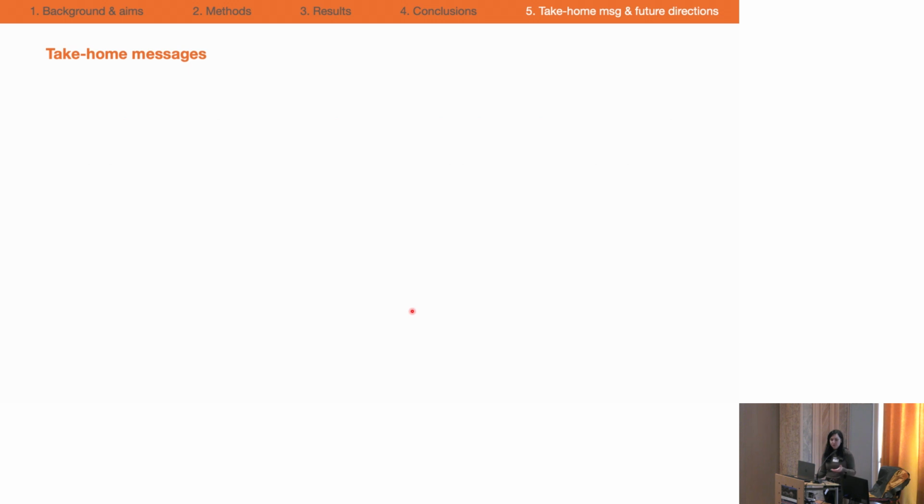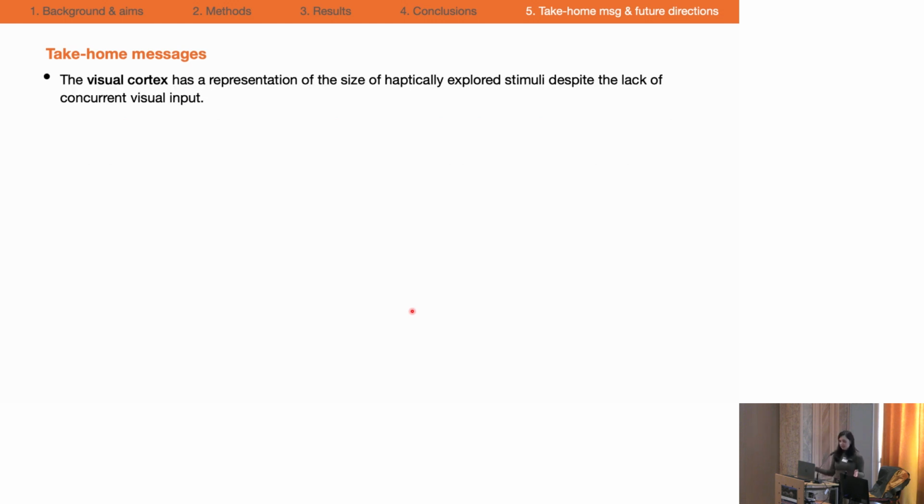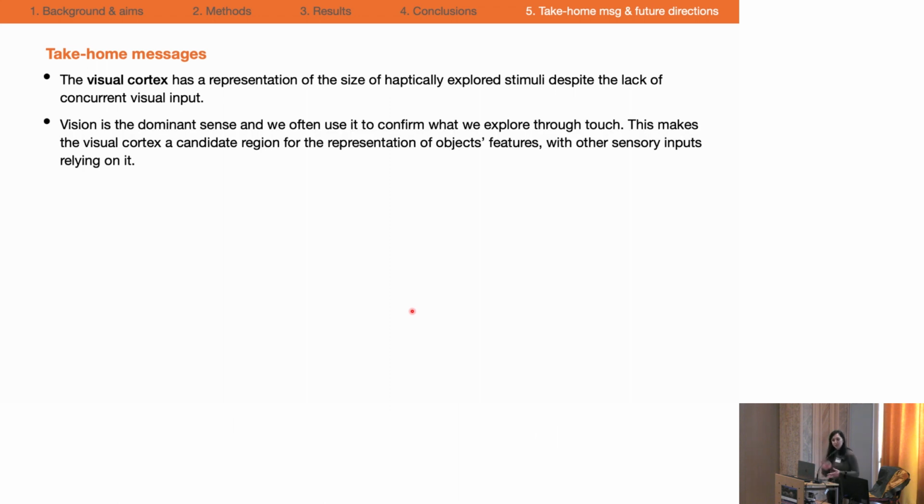So now let me give you the final take-home messages. So first, the visual cortex is representing the size of haptically explored stimuli despite the lack of visual information. And we think that a possible explanation for this relates to the fact that vision is our dominant sense, and we often use it to confirm what we explore through active touch, which, according to our view, makes the visual cortex a candidate region for the representation of stimulus features, with the possibility of other sensory modalities relying on this representation.